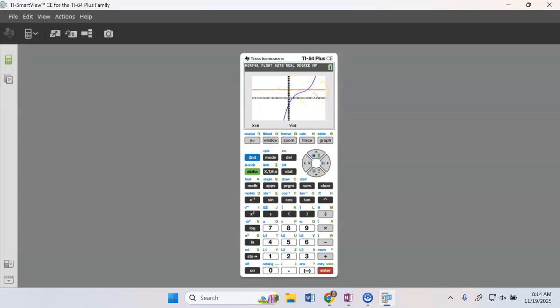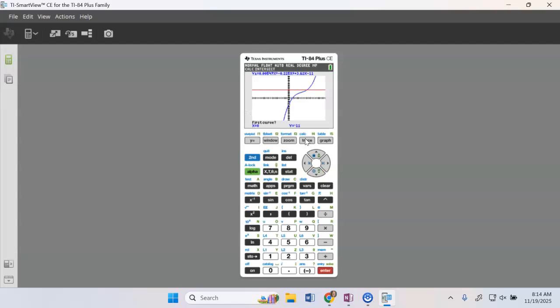Okay, so we should know right now that the solution to this equation is right here where these two lines intersect. Now I know a lot of you love this trace feature. I hate it. There's other ways around it to get a lot more accurate answer. So what we want to find is the intersection of these two lines. I can find that if I go to second and then trace, above it is calculate, and I want to calculate that intersection.